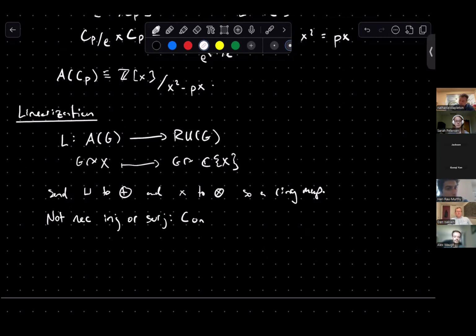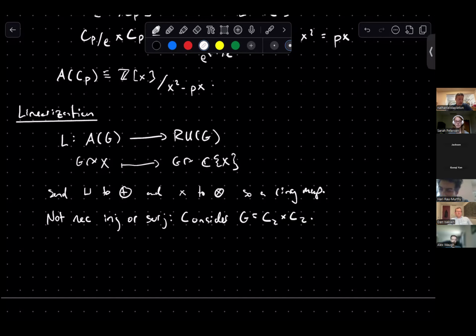So just consider G equals C2 times C2. In this case, the Burnside ring of C2 times C2 is a free Z module of rank equal to the number of subgroups of C2 times C2. There are 5 subgroups of C2 times C2. And the representation ring of C2 times C2 has rank 4, because there are 4 conjugacy classes of elements in C2 times C2. And so the map L must not be injective in that case.